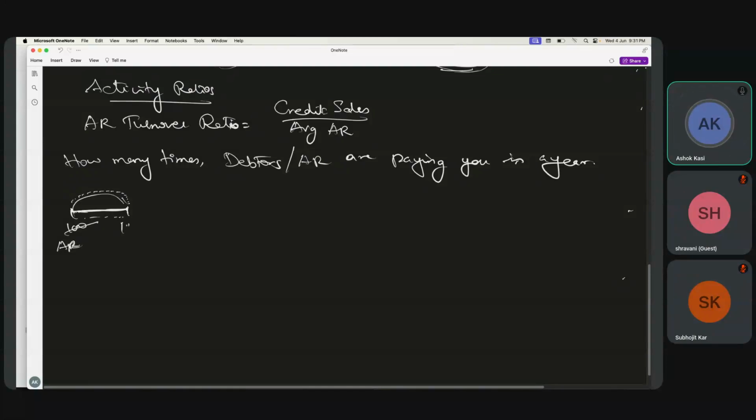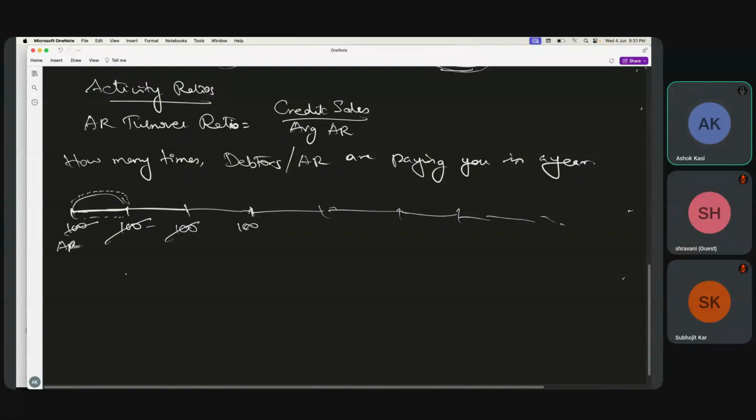Now again you are doing a credit sale of 100. Then again after 1 month, this person comes and pays you. 100 is gone. Then again you are doing 100 credit sales, and next month giving you 100. So every time you are doing a credit sale of 100, and creating a receivable of 100. Just imagine you keep doing this.